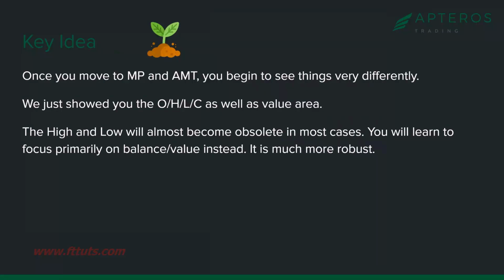Key idea. Once you move to market profile and auction market theory, you begin to see things differently. For example, we just showed you the open, high, low, and close, as well as value areas. The high and low are going to become something that I used to think was like the most important thing. Where was yesterday's high? Nowadays, I could care less for the most part, unless it was a significant feature or it's already a very confluent area that's important. I could care less where yesterday's high is. We're going to focus on trading balance and value rather than where a single price traded. These things are more robust. They mean more.